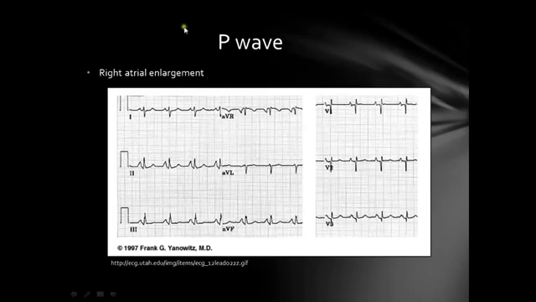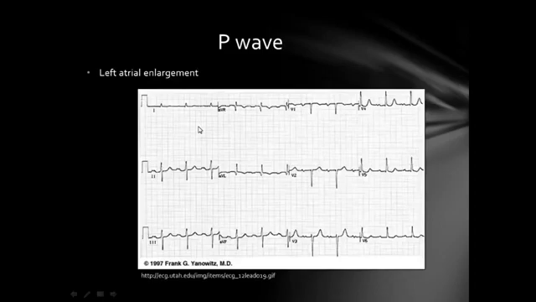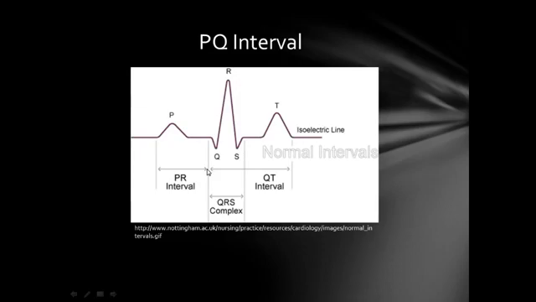This is an example of right atrial enlargement. So again, which lead do we look at? It's lead 2, right here. You can see the P wave is very large, right here. This is left atrial enlargement. Again, look at lead 2. See the P wave right here? It looks like an M. Also here it looks like an M. So this is left atrial enlargement.